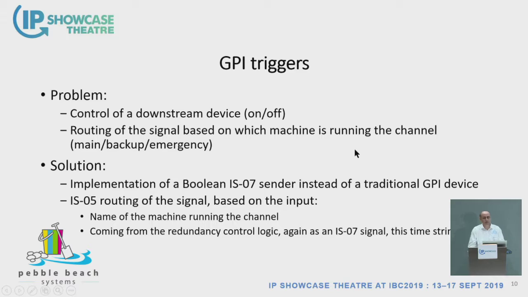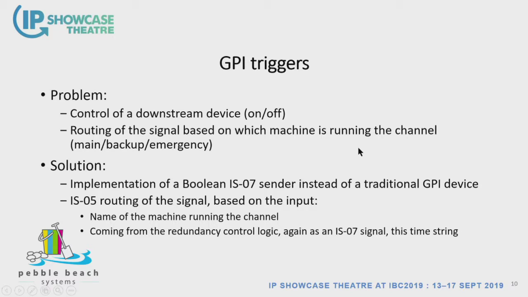The solution to that is to implement a Boolean ISO 7 sender, sending logical true-false messages instead of a traditional device that would be just sending electrical signals. And then, based on the input from the channel management logic, the control system can route those signals to pick the one from the main machine. So basically, it receives an ISO 7 signal telling the name of the machine, and then based on a predefined table, it makes the subscription to one or the other or the third sender of the metadata.